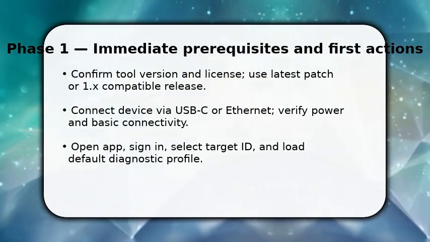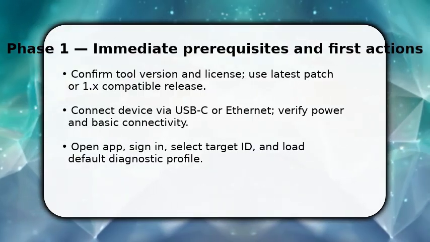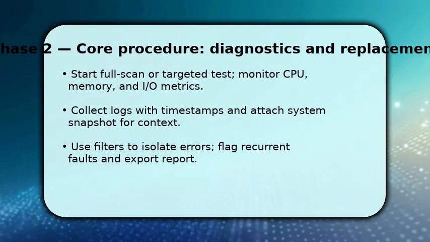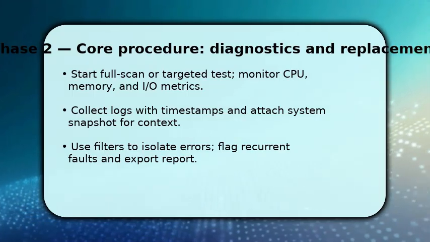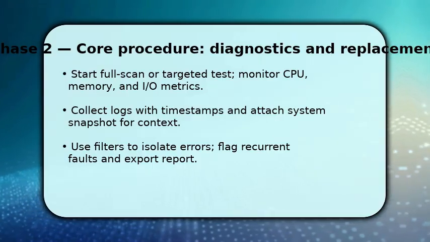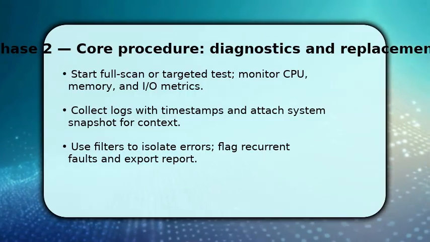Load the default diagnostic profile so baseline tests run automatically. This gets you started and prevents simple mismatches from waste. Start the core diagnostics. Choose full scan for a broad view or a targeted test when you know the subsystem. As tests run, watch CPU, memory, and I/O metrics in real time so you see trends before they become spikes.